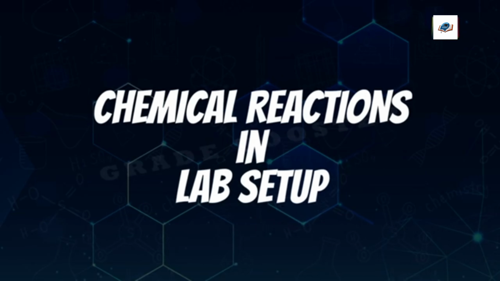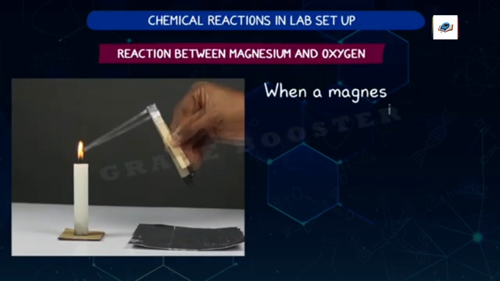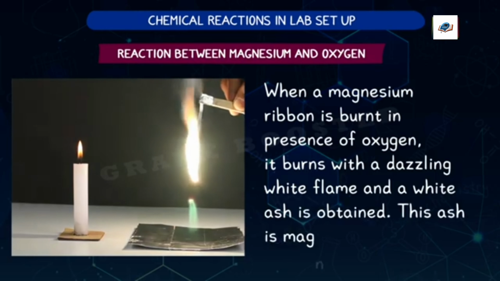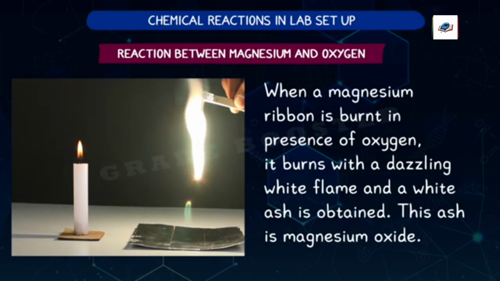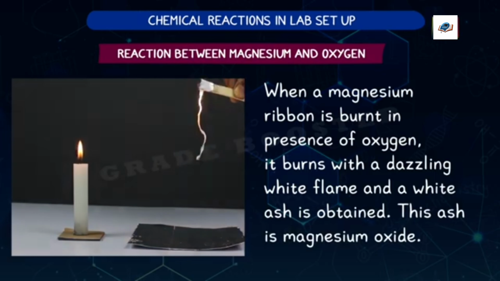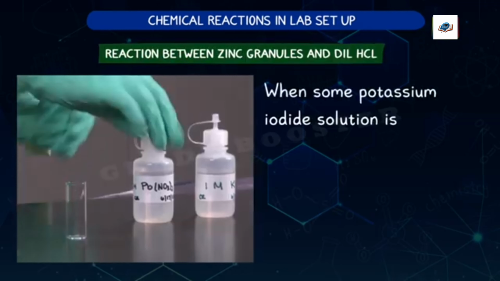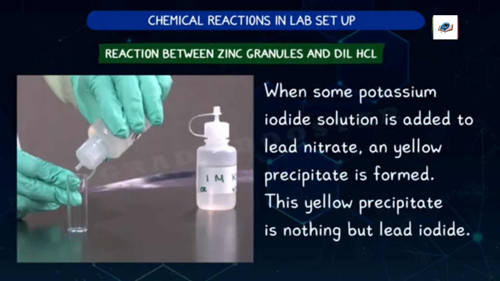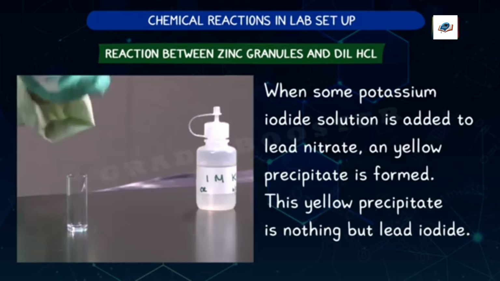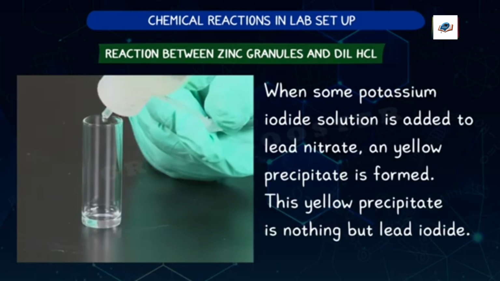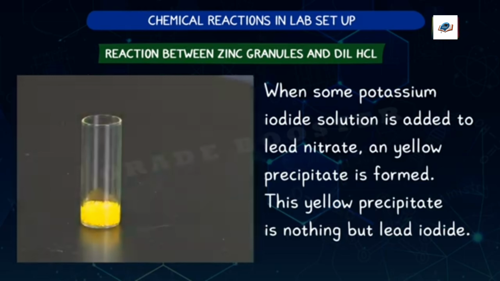Let us see some examples of chemical reactions in lab setup. When a magnesium ribbon is burnt in presence of oxygen, it burns with a dazzling white flame and white ash is obtained. This ash is magnesium oxide. When some potassium iodide solution is added to lead nitrate, a yellow precipitate is formed. This yellow precipitate is nothing but lead iodide.